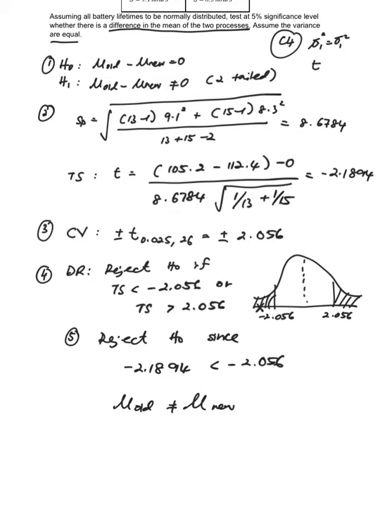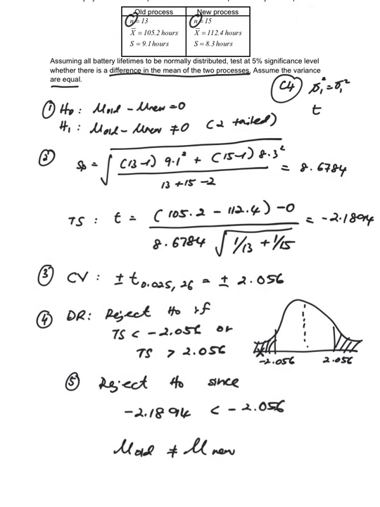Okay, so kalau awak nak buat ayat yang lengkap lagi, boleh buat cara, there is a difference in the mean of the two process. Sebab kita reject H naught kan. So kita boleh kata mu old process does not equal mu new process.